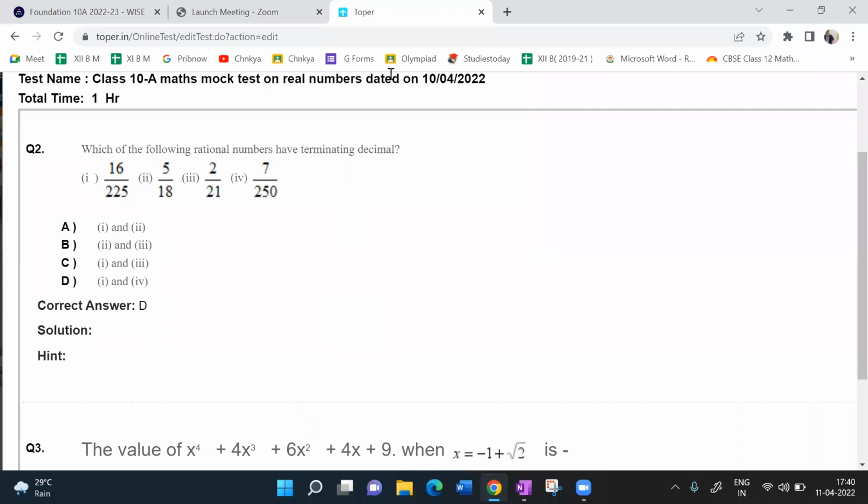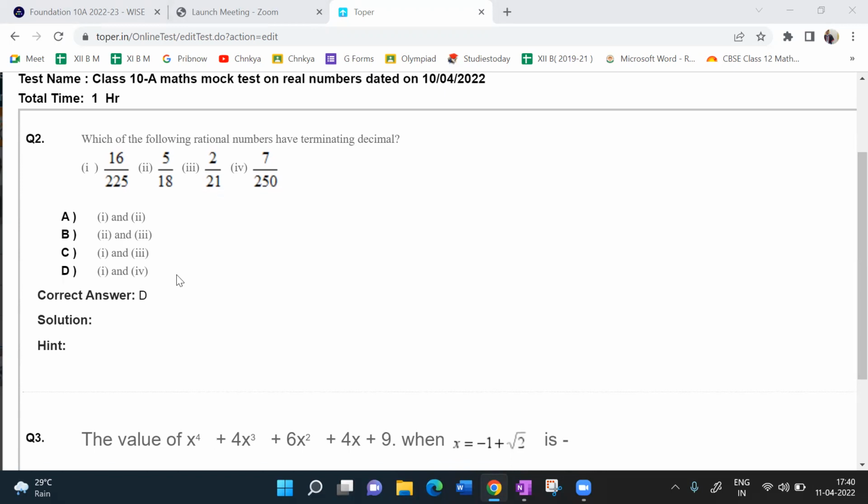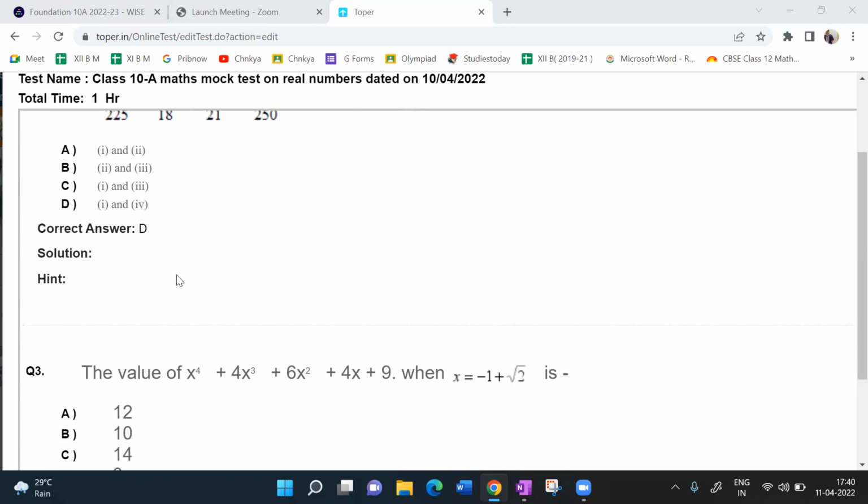And the second one, 5 by 18. 2 and 3 are factors of 18. Terminating decimal, so the answer should be B, right? Okay, no problem. I'll reconsider this.